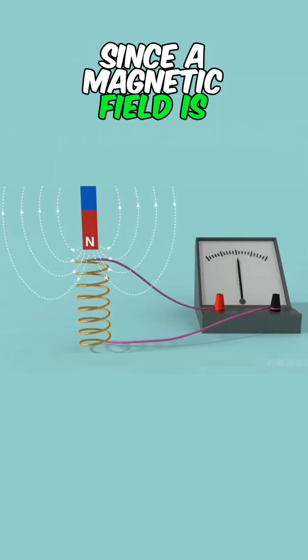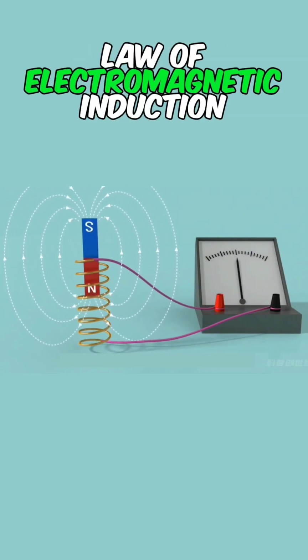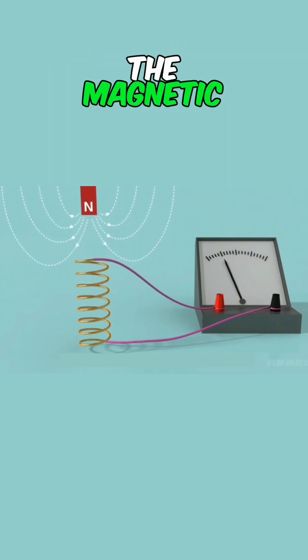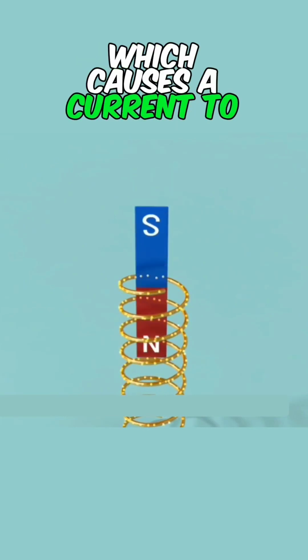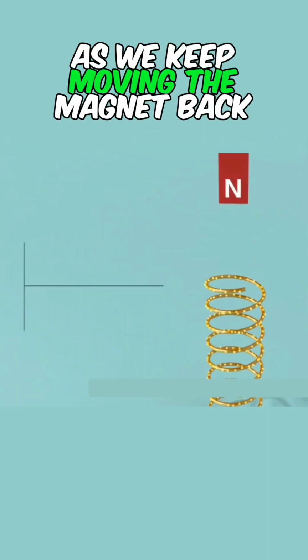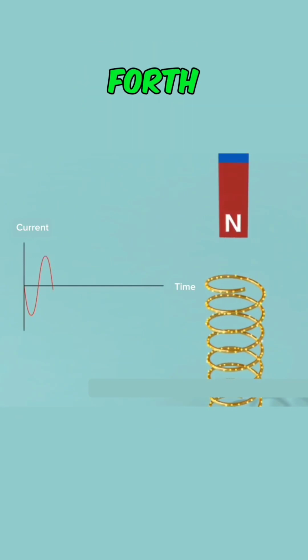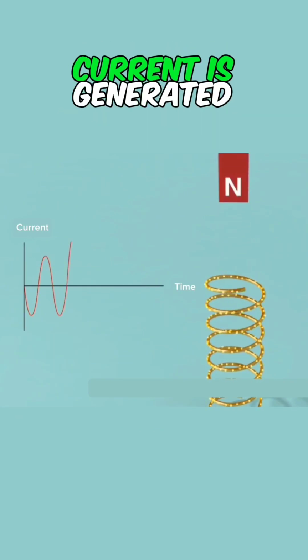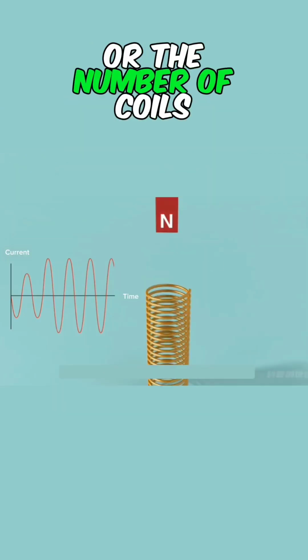Since a magnetic field is generated around the magnet, according to Faraday's law of electromagnetic induction, the magnetic field changes when the magnet is moved back and forth, which causes a current to flow in the coil. As we keep moving the magnet back and forth, the direction of the current switches back and forth. And that's how alternating current is generated. And the current increases with the speed of the magnet, or the number of coils.